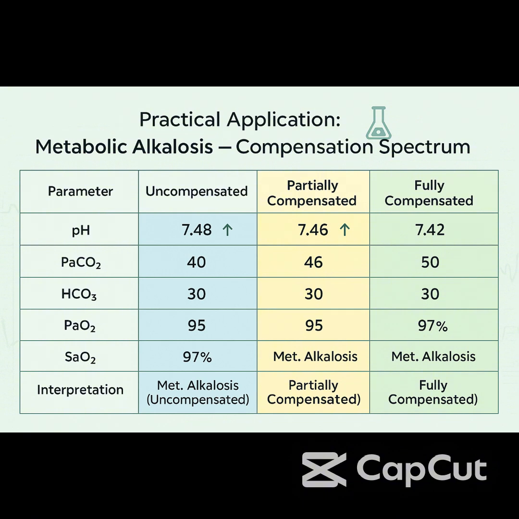and PaCO2 remain elevated. This means the lungs have fully adapted, and the body has restored pH balance. Since the primary disturbance is the elevated bicarbonate, this confirms metabolic alkalosis, with the level of PaCO2 indicating how far compensation has progressed.